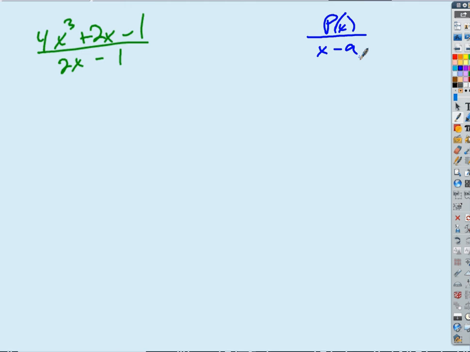A could be positive or negative. So if it's negative, it would look like a plus. If a is negative 3, it'd be x plus 3, right? But the bottom has to be written in this form. It has to be written in the form x minus a number, a real number, so we can identify this as the zero of the denominator, right? Okay, so then this isn't in that form, right?